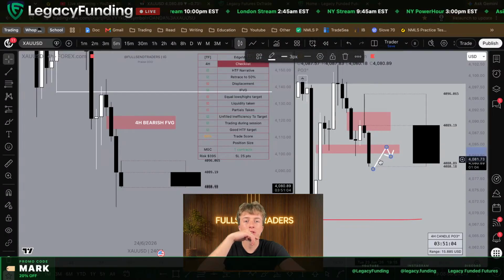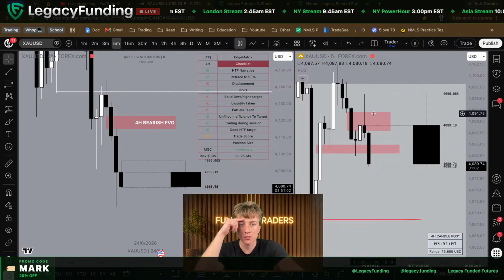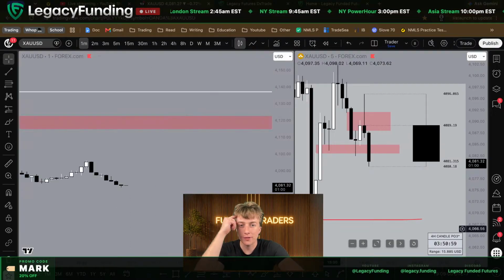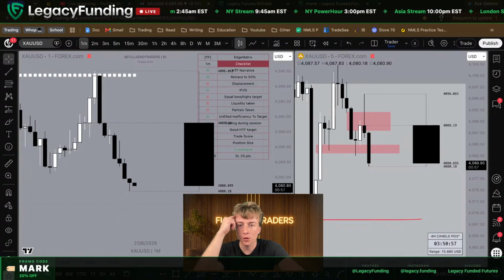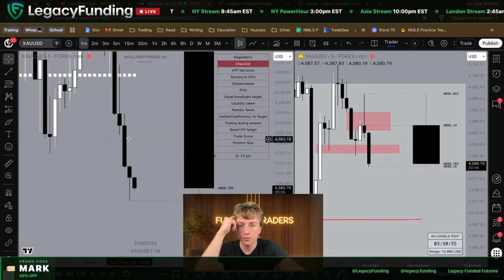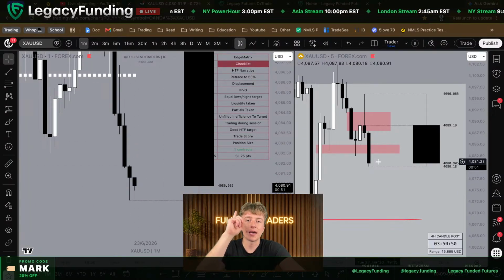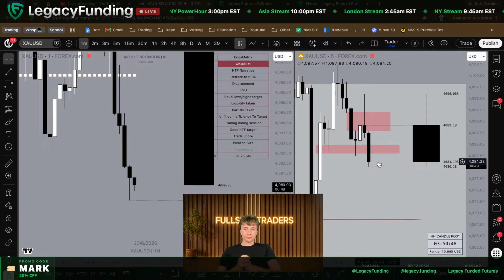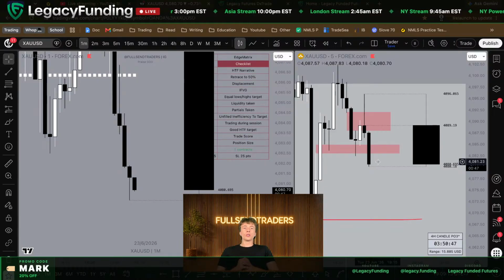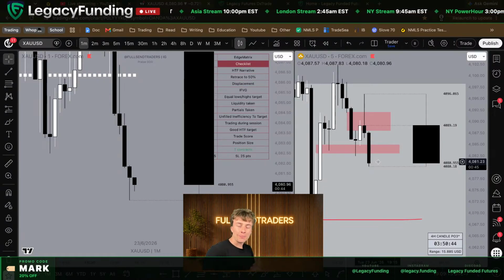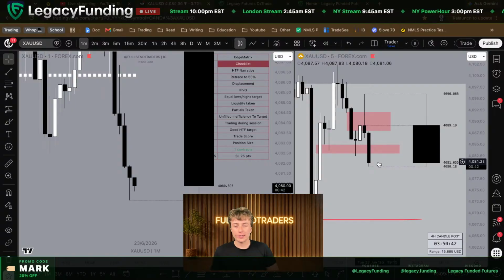It kind of depends on how this 5-minute candle closes. Let me check on the 1 minute if we have any gaps that formed on the way down. Yeah, okay, so we do. We do have some gaps here. Let's see, 1 minute until this 5-minute candle closes. If it pulls back up and closes bullish, we might take a buy. If it doesn't, then we're going to take a sell.